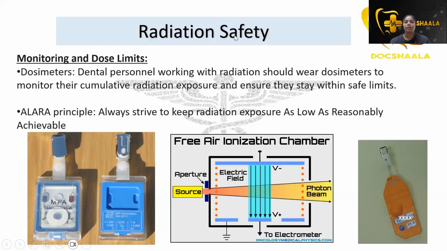Okay, then again, monitoring and dose limits. So the radiation room should be monitored, and the dosage should be checked frequently to see if it is within the limits. For that we use dosimeters. Dosimeters are of three types, that is TLD, ionization chamber, and what is this?